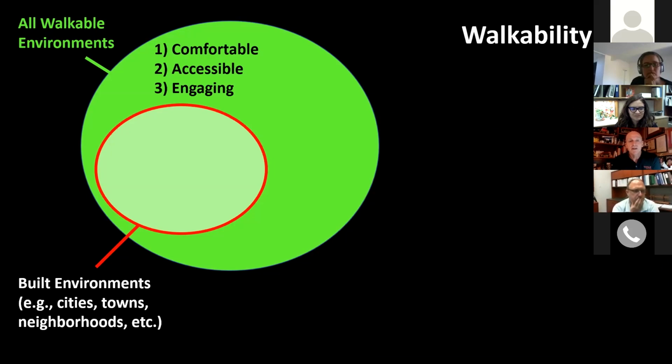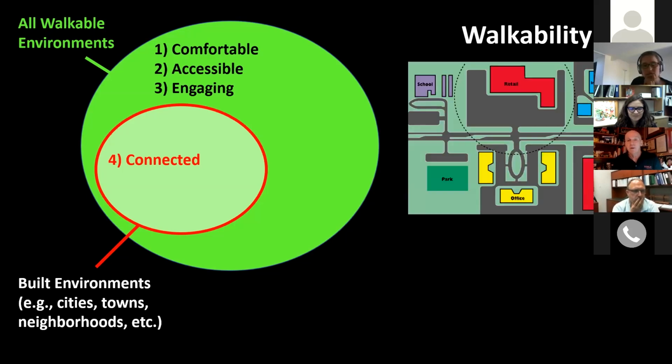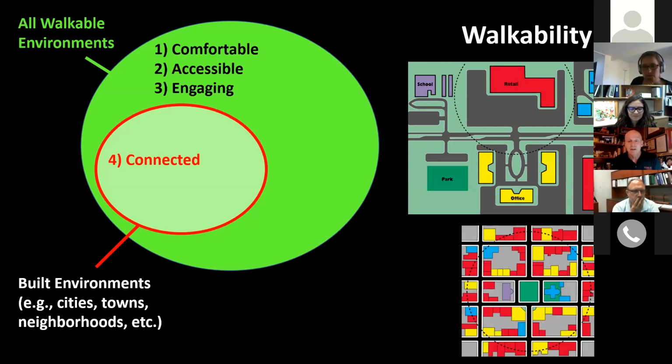So the first one is you need it to be connected. And this talks to the street network. And here's a couple of examples where there's a disconnected place, and then below is a connected place. You can see that by the richness of the parallel network. So you can actually walk to and from places directly.